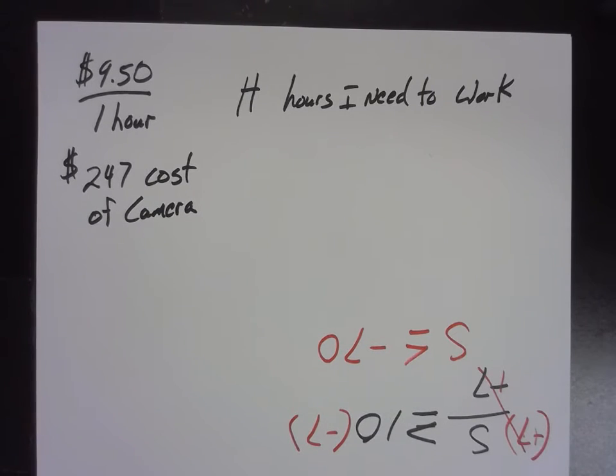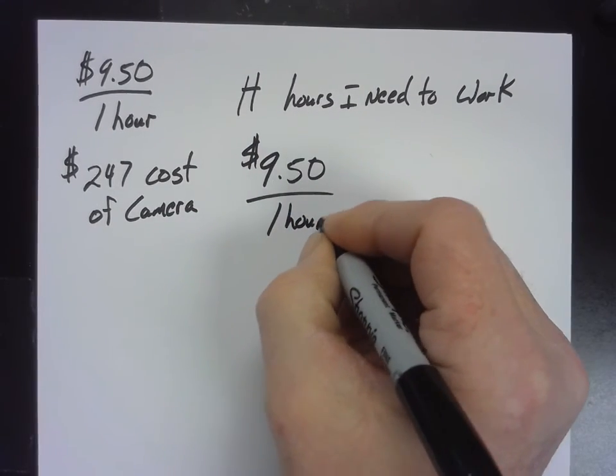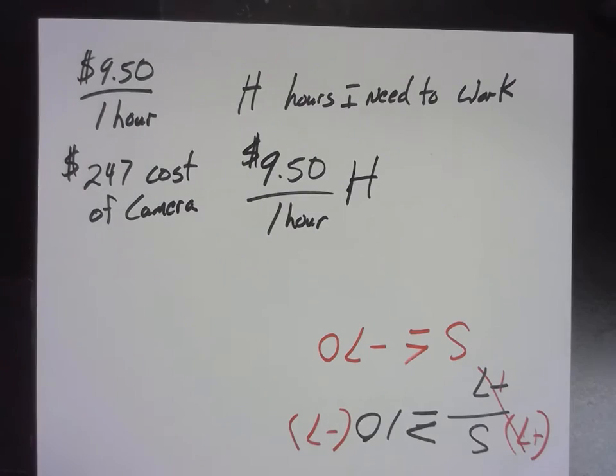So we need to write and solve an inequality that represents this situation. So I go to work for 1 hour. How much money do I have? $9.50. I go to work for 2 hours. How much money do I have? $19. That's right. What if I go to work for 3 hours? Is it $9.50 times 3? Can we just agree on that? Okay. What if I go to work for 10 hours? $9.50 times 10. What if I go to work for H hours? $9.50 per 1 hour times H hours.